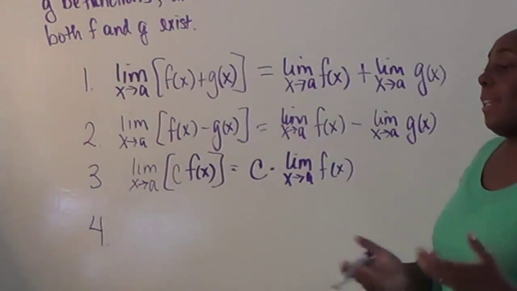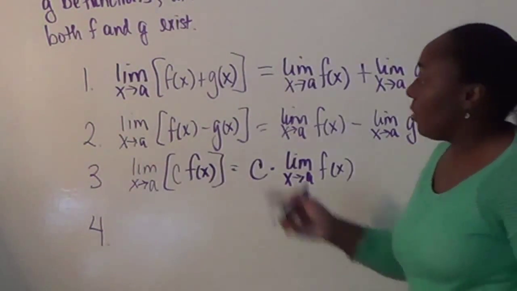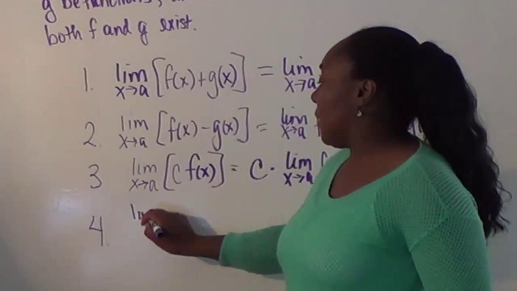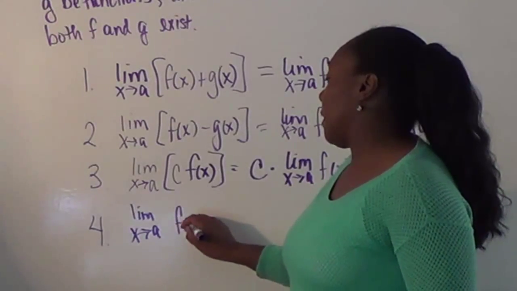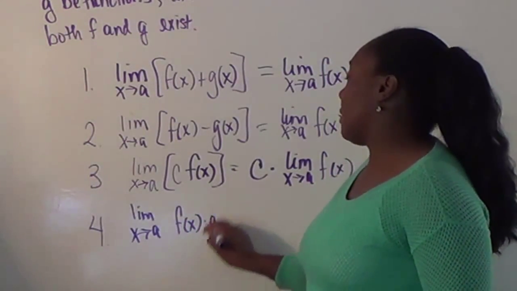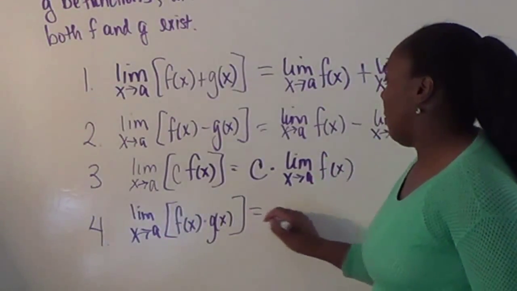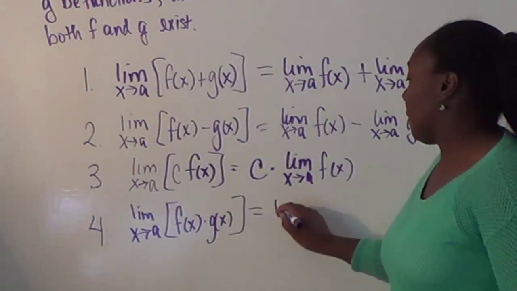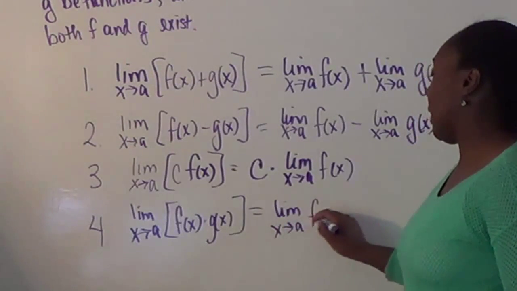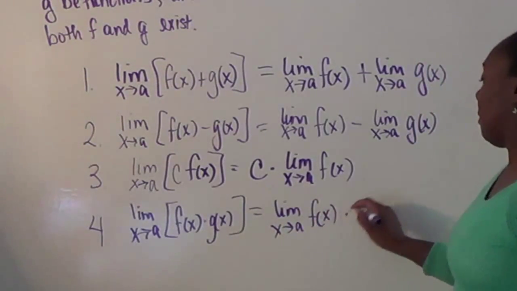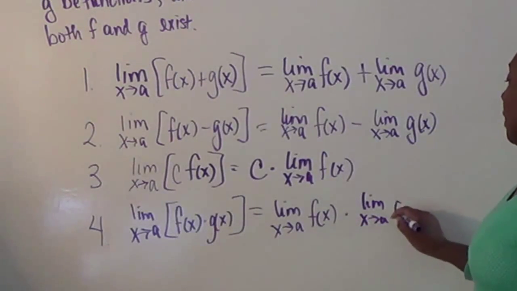The other type, again, is our limits of multiplication of functions. A lot like our sum and difference, if I take the limit as x goes to a of an f of x times a g of x, I'm going to get the limit as x goes to a of f of x times the limit as x goes to a of g of x.